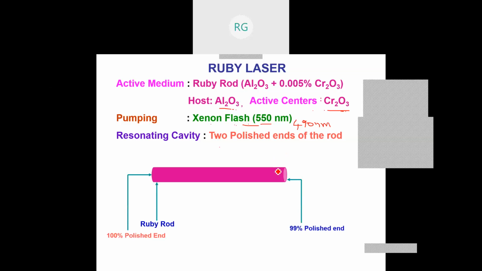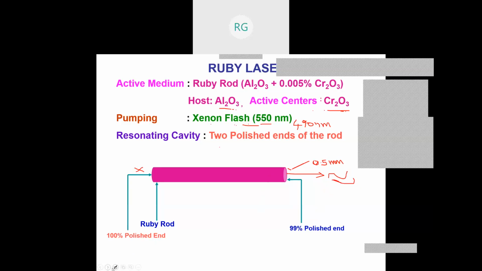Now see that I have taken a ruby rod. This is a ruby rod. This may be of 0.5 mm diameter and maybe 1 centimeter to 10 centimeter long. This end is 100% polished, therefore the light cannot come out of it. But this end is 90% polished, therefore partially polished and makes the light come out of this one.